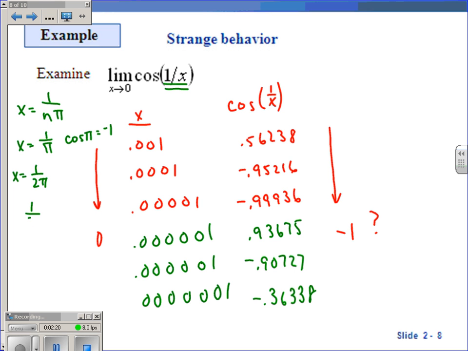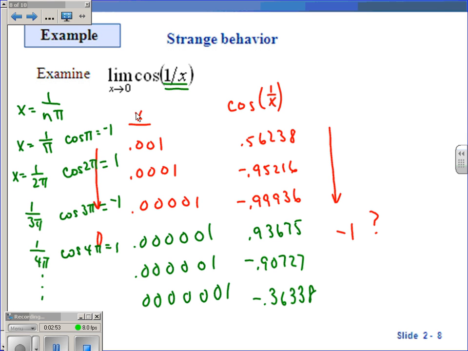Then I'm going to put in x equal 1 over 2 pi. Then 1 over 3 pi, 1 over 4 pi, and so on. Okay? Calculating these values is easy because now I've got cosine of 2 pi, which I know is just the same as cosine of 0, which is 1. Cosine of 3 pi, which I know is back to negative 1 again. Cosine of 4 pi is 1 again.